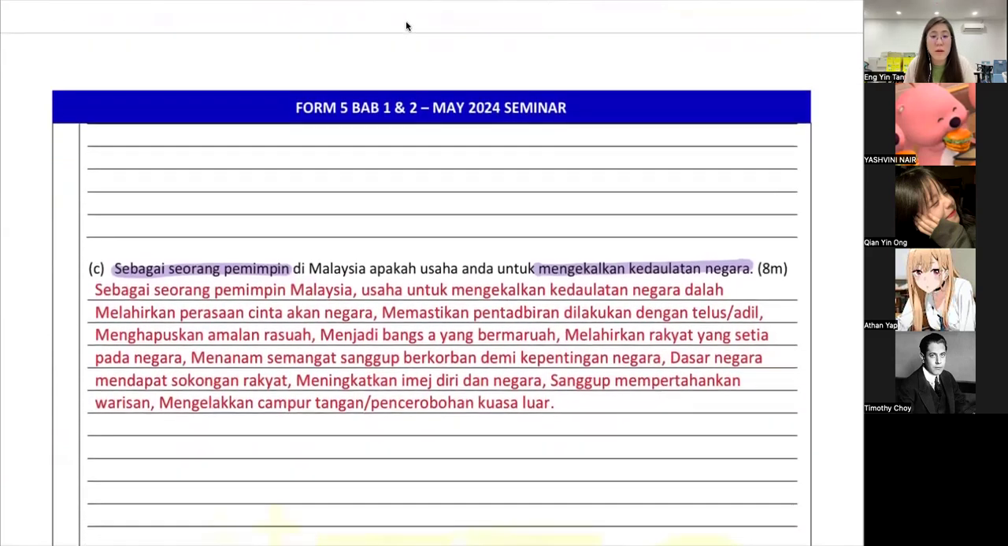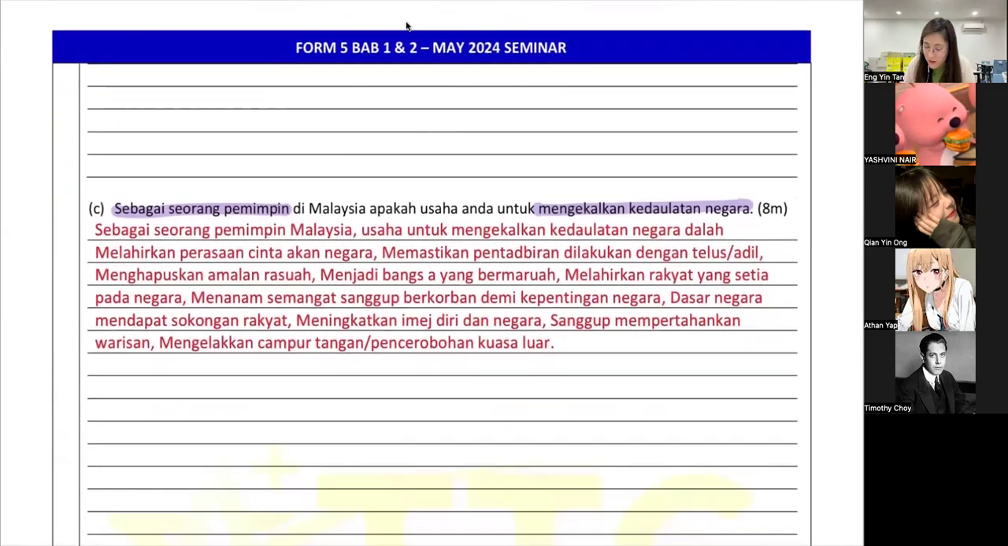Since they're asking ciri-ciri. Okay, the last one here, this is telling you as a leader, what do they need to do to maintain the kedaulatan? As a leader, what do they need to do to maintain our rights, our power? So you reply, you answer lah. You see that we must have what? As a leader, they must love the country lah. Hello. They must love the country. Cinta akan negara. Manage the government well.